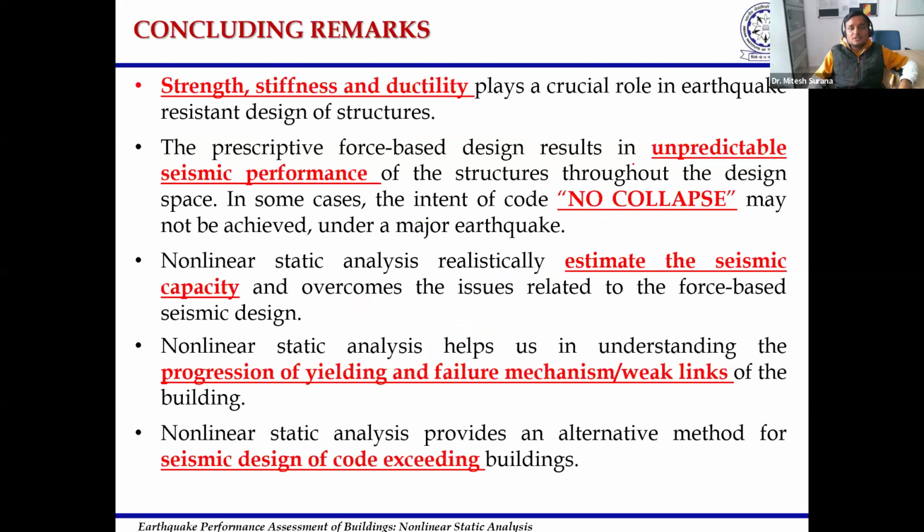The prescriptive force-based seismic design results in unpredictable seismic performance of the structure throughout the design space, as we have discussed with the equal displacement and equal energy rules, and we have seen that R is equal to mu and R is equal to square root of 2 mu minus 1, depending on which type of structure we are talking about, whether it is long period or short period. Their performance can be different, but we are using the same response reduction factor, whether it is short period or long period. And in some cases, the intent of the code that is written in the foreword, in terms of no collapse, may not be achieved under a major earthquake, because we are nowhere ensuring whether the structure will be able to meet this requirement or not. We are just doing what is given in the code.